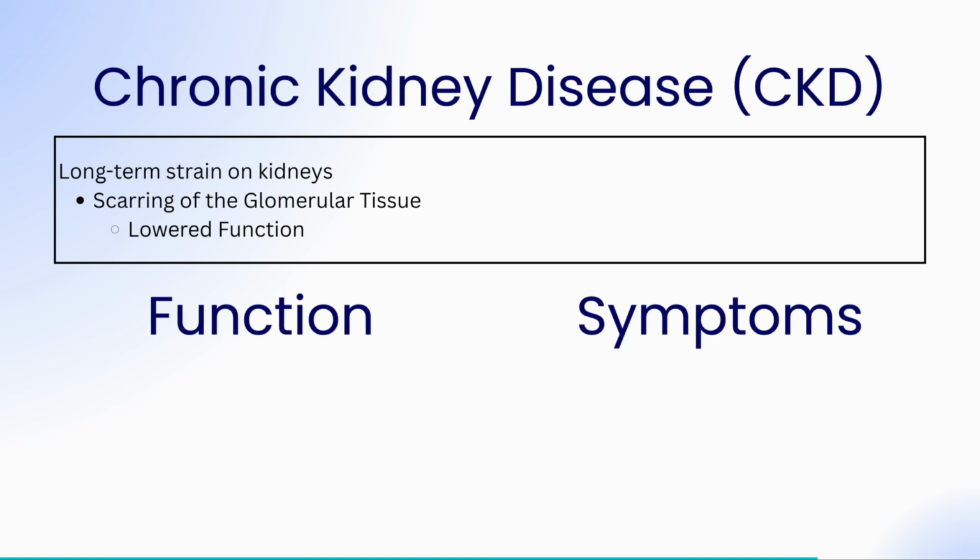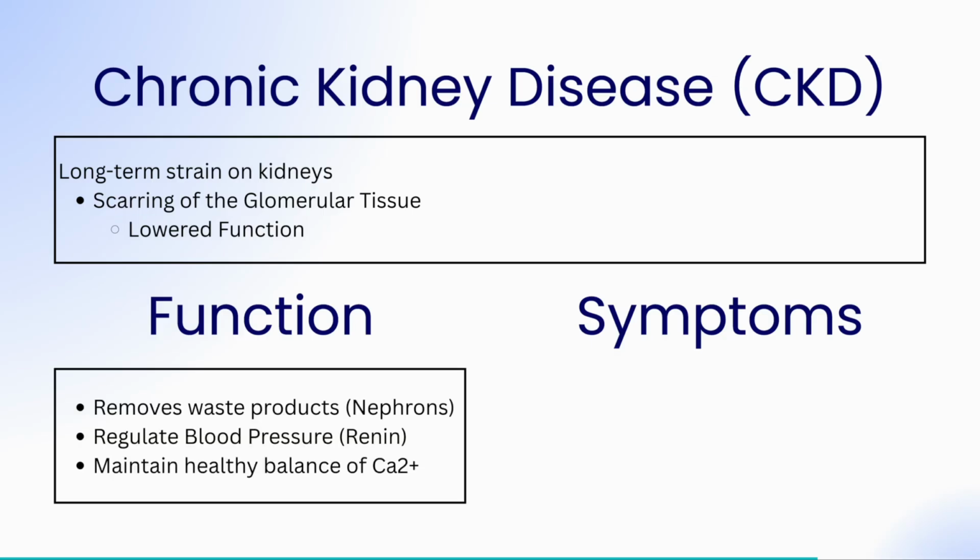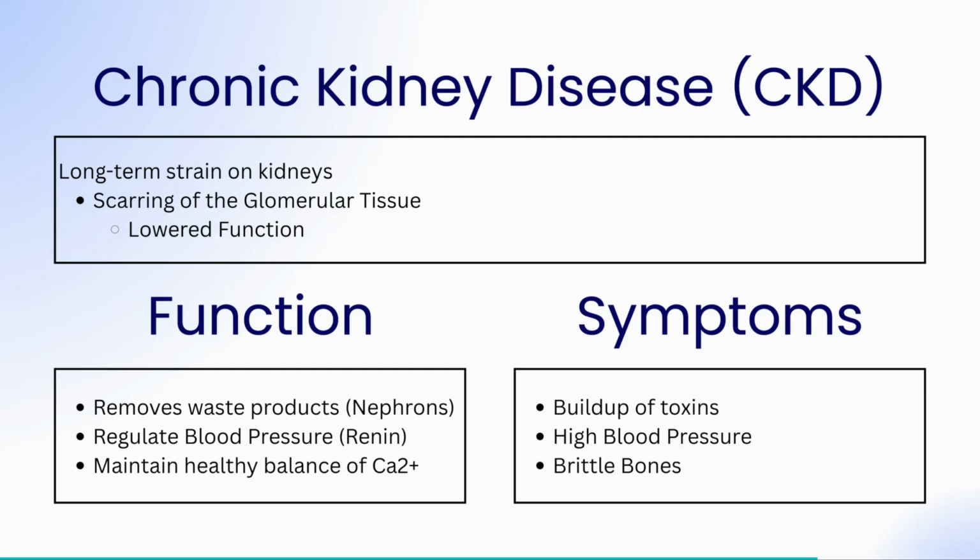So I'm going to try to frame the symptoms of CKD in light of the function of them. If we look at the first one, the fact that our kidneys help remove the waste products, we can directly link that to the buildup of toxins in our blood over time, because they're just not able to filter it out, which causes general discomfort like nausea and diarrhea.